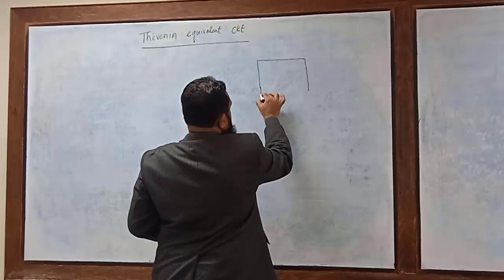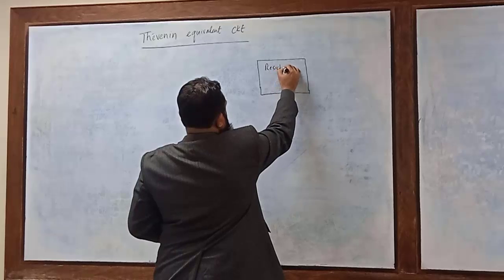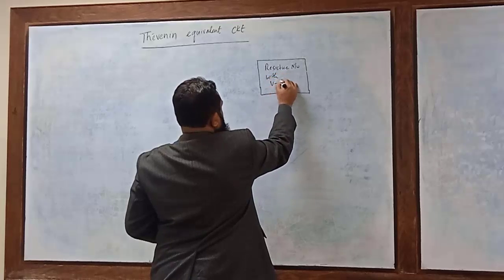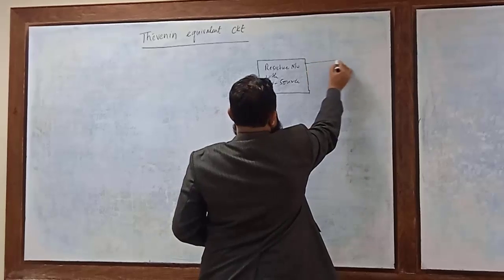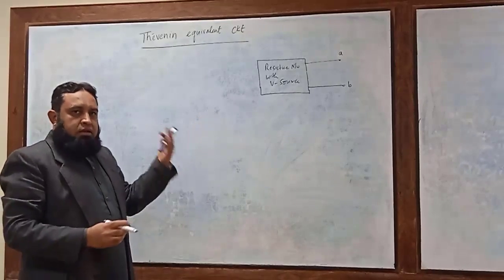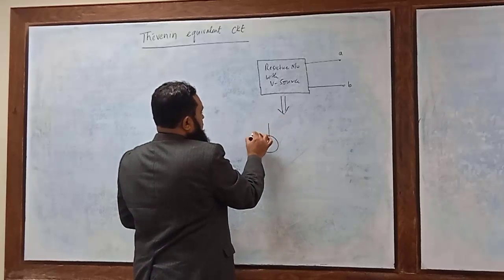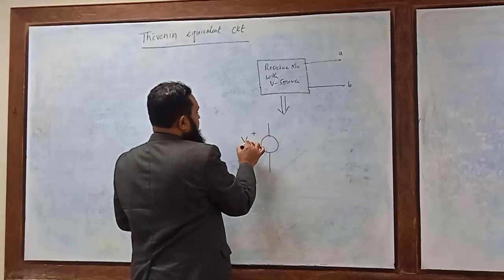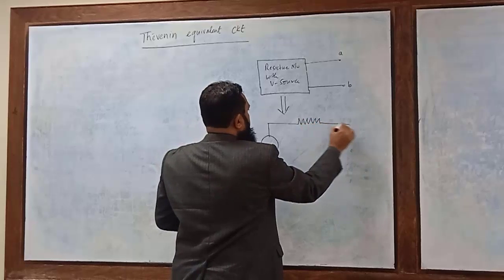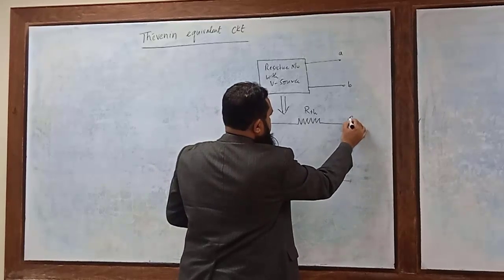So we can think of a network which consists of resistances, a resistor network, with a voltage source, with terminals A and B. This can be transformed into an equivalent voltage source, which we can call VTH, and RTH, which is called the Thevenin resistance.